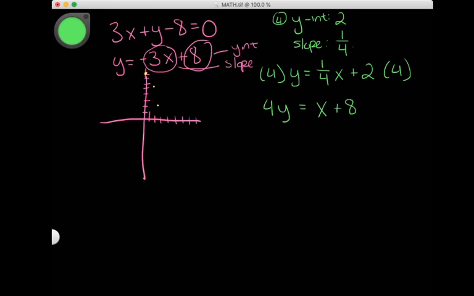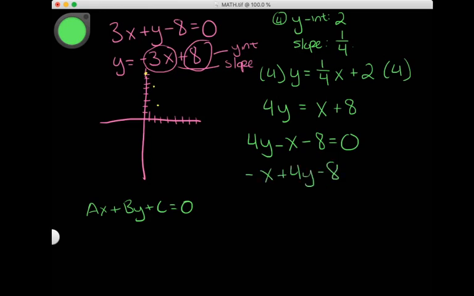Now I'm going to rearrange it, so I'm going to move the x and the 8 to the other side. So I have positive 4y minus x minus 8 equals 0. Remember that standard form is ax plus by plus c equals 0. Now the problem here is that I have a negative x, so that means my a is negative 1. And one of our rules was that a can't be a negative number. It's always positive. So I'm going to rewrite this. I have negative x plus 4y minus 8 equals 0.